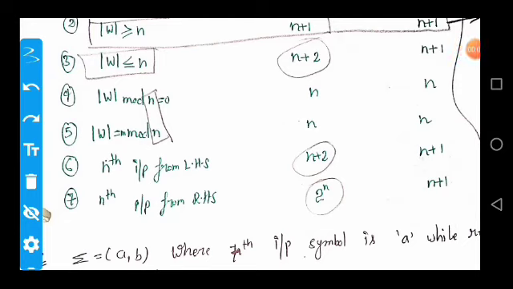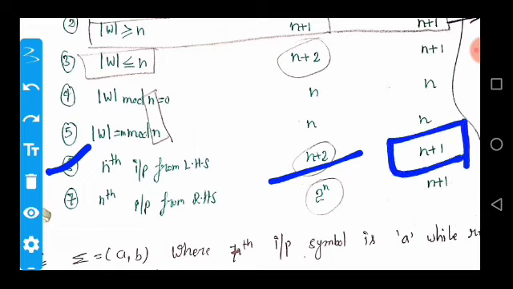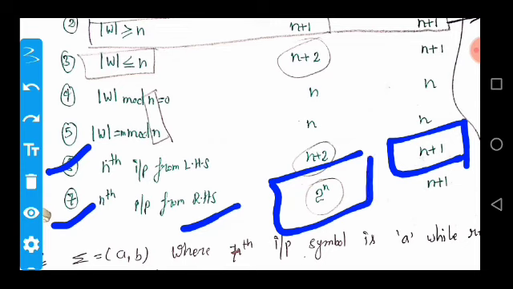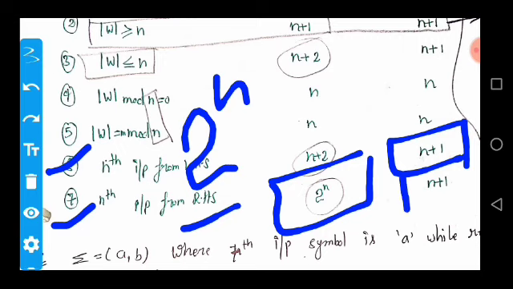Now the next one is the sixth. When it is the nth input from the left hand side, then the number of states in DFA is n plus 2 and in NFA is n plus 1. But for the nth input from the right hand side, there is a change with DFA. Here the number of states is 2 to the power of n. But in the case of NFA, there is no change. Either left hand side or right hand side, it remains the same, n plus 1.